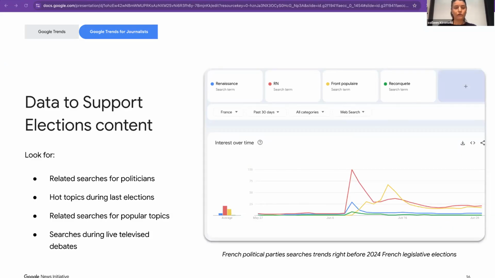Trends is often used during elections, which is obviously relevant to us now in Canada. So you can look for, when people are searching for a particular politician, what other questions are they asking? What are the election topics that are getting a lot of attention? What are the searches, like I mentioned, during televised live debates? What are people looking up, specific words or phrases?